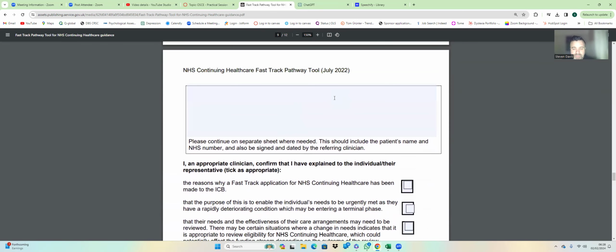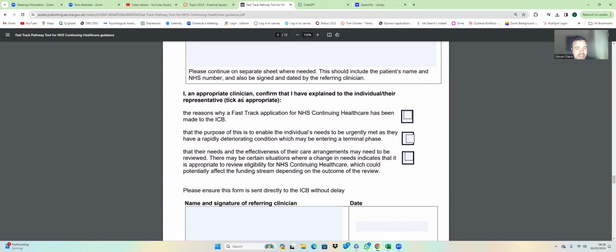Obviously, if you need more space, put more space on here and then here. It's just a confirmation that I am an appropriate clinician. Confirm that I have explained to the individual and the representatives the fast track application for continuing healthcare. So it's that one. That the purpose of this eligibility is that the individual's needs are urgently met as they have a rapidly deteriorating condition and may be entering the terminal phase.